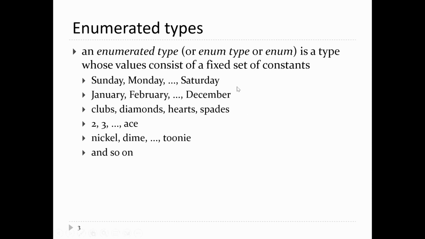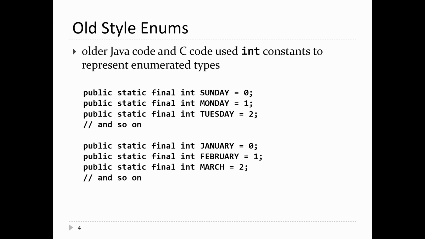And so if you have a situation where you want to represent objects of these types, then you can use what's called an enumerated type. These are also called enums in Java, or enum type. So it's a type that represents a fixed set of constants. All right, so you can do this in any language, or you can simulate this in any language. So in older style Java code and in C code, it used to be common, well in Java anyway, that you would use some integer constants to represent your types.